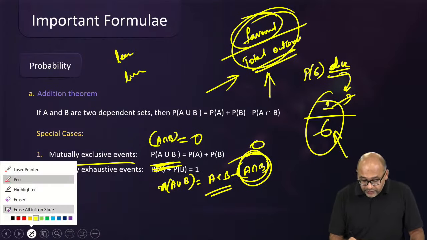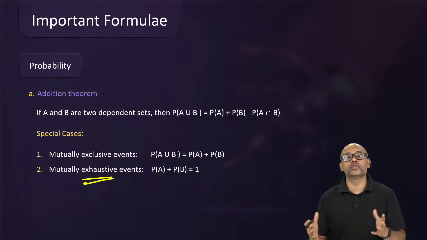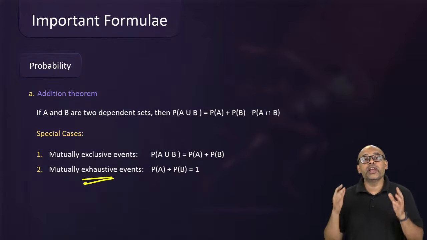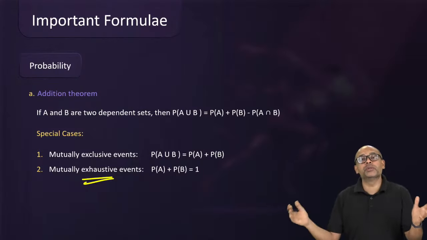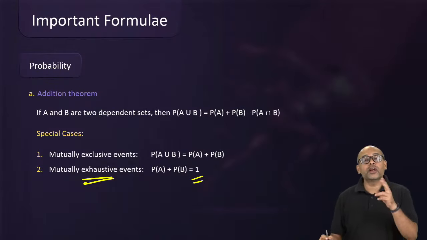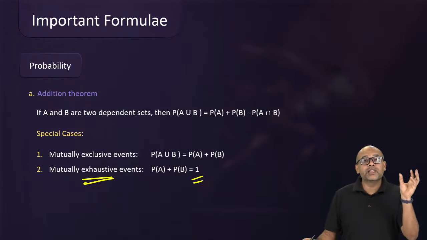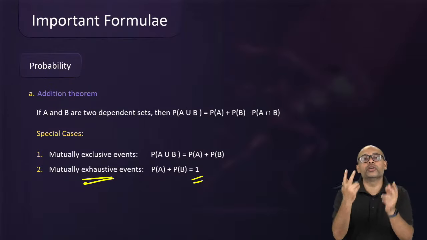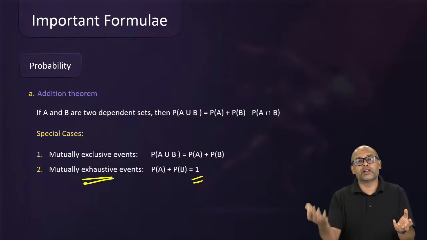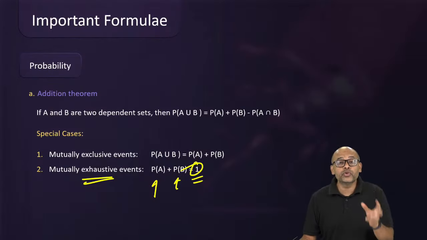What are mutually exhaustive events? Exhaustive means all possible scenarios taken together. Mutually exhaustive events means all possible scenarios are taken into account, and if you add all their probabilities, the answer should be 1. So if there are two events and I call this a mutually exhaustive set, it means when the experiment is happening, all the possible outcomes are only 2. Either this will happen or that will happen. So the total probability should add up to 1. The summation of the probabilities of a mutually exhaustive set will always add up to 1.